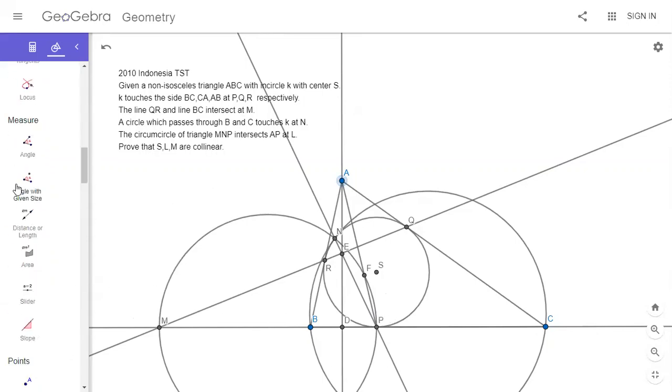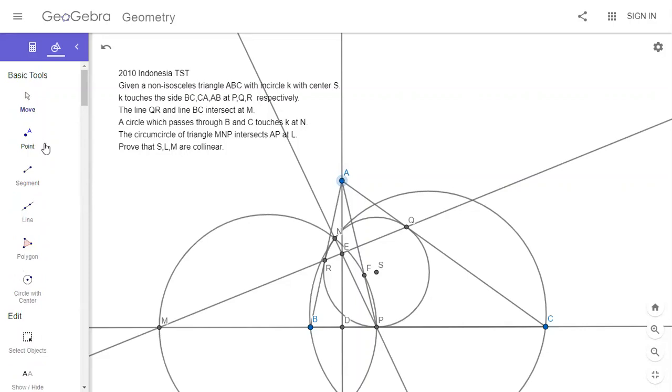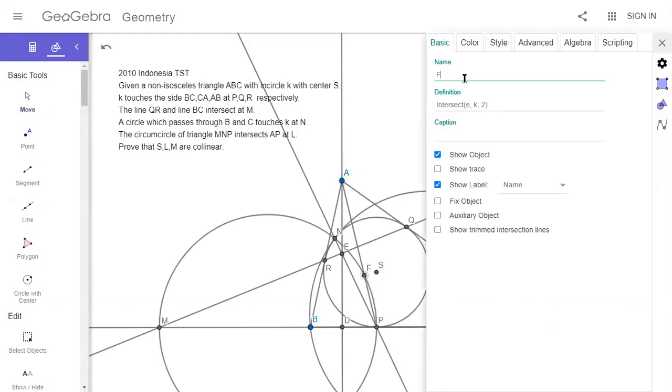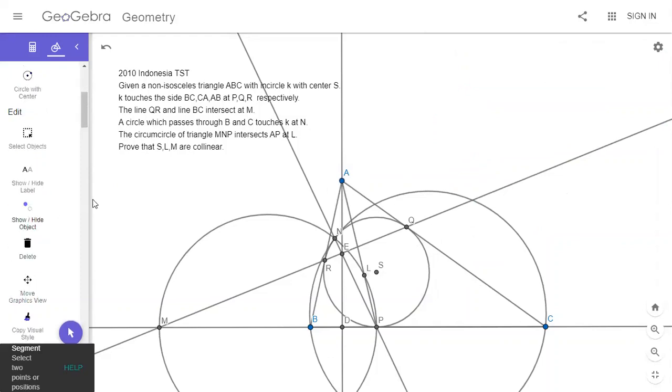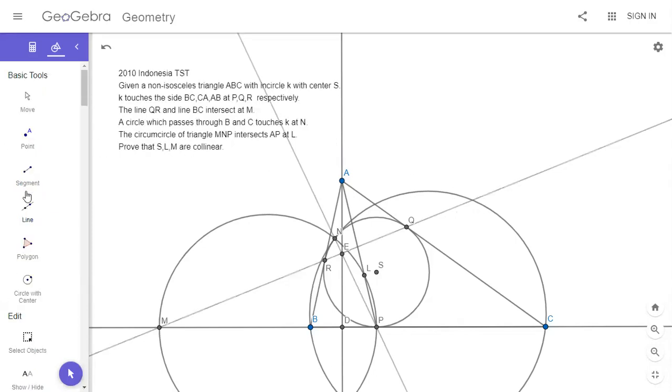So basically we want to show that SF is perpendicular to AP. So I'm going to change F to L just to match the problem. Let me hide a couple lines and then I'll look at the comment. But let's see. Just to make things look nicer.